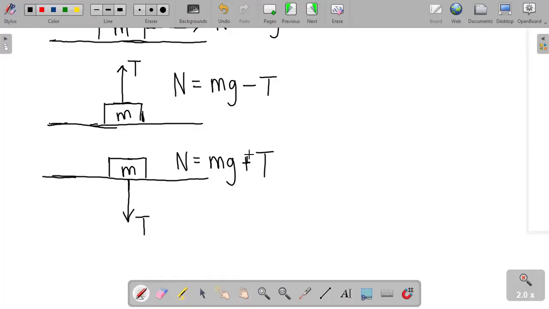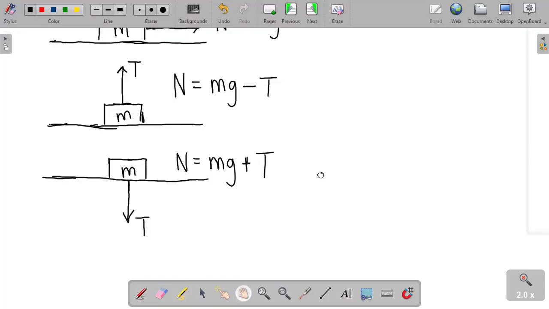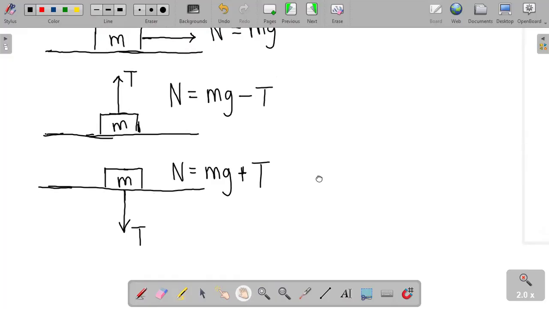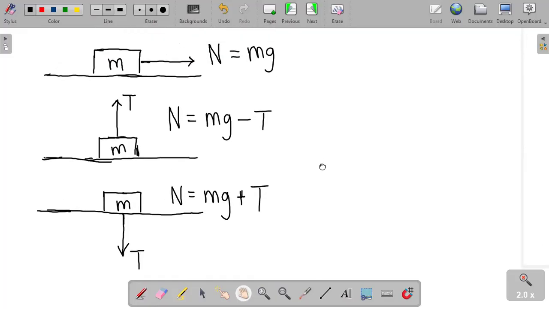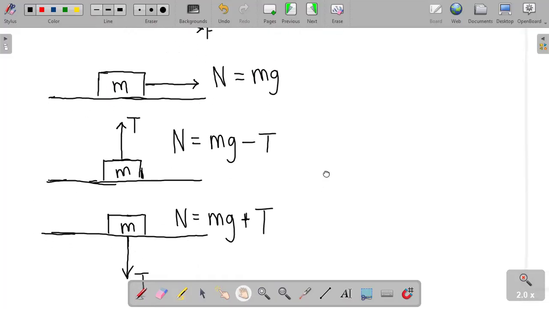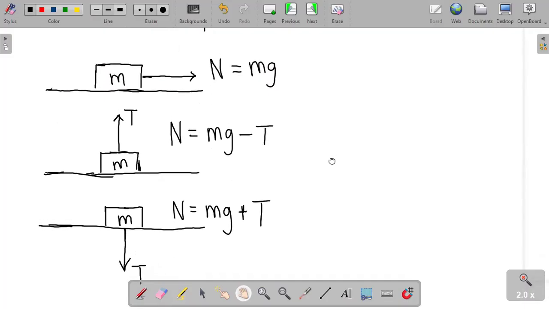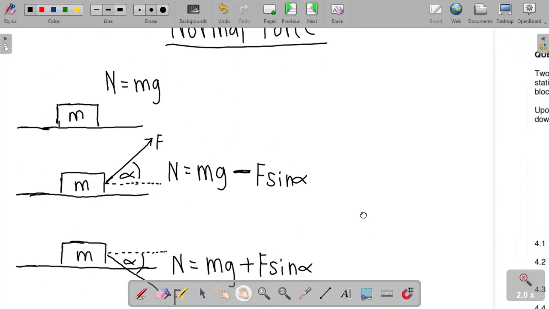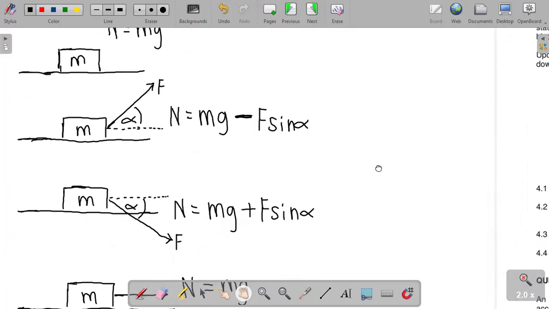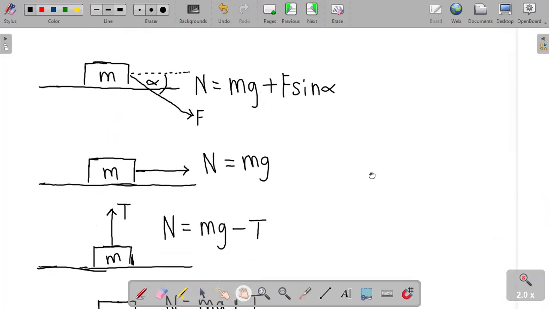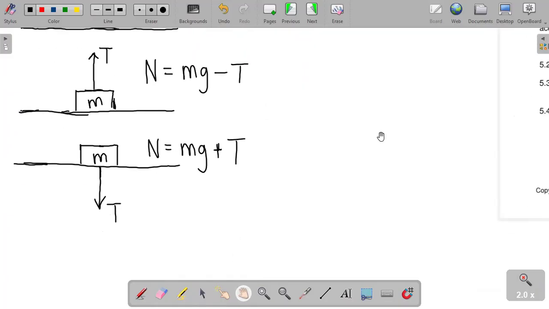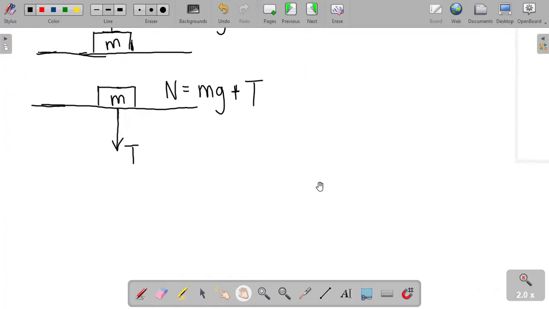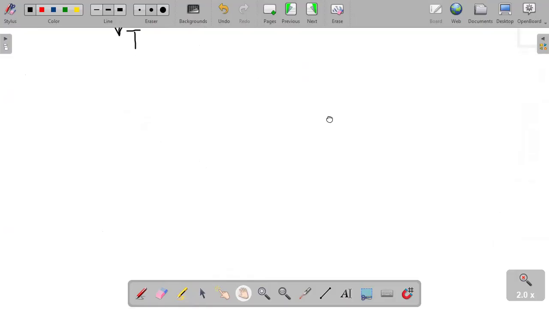So guys, you should remember that the formula for normal force is not given on the formula sheet. You don't find anything for normal force in the formula sheet. So you should know these situations. And now, let's say you had an object that was placed on an incline.